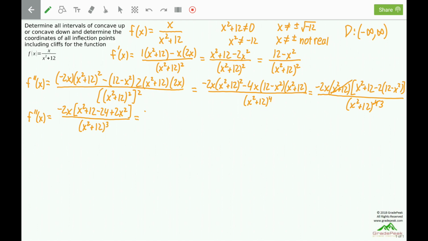So we have in the numerator a -2x, and we can combine like terms in the square brackets. It can turn into parentheses now. There's an x squared and a positive 2x squared. 1 plus 2 is 3, so 3x squared. There's a 12 and a -24. Those will combine to be a -12. And then all of this over x squared plus 12 cubed.